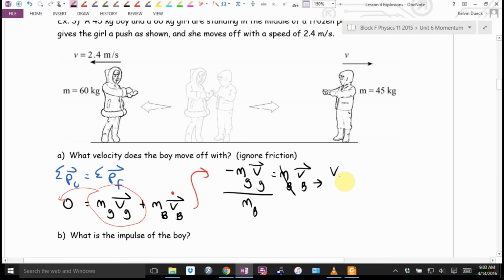Plug and chug. The final velocity of the boy is going to be the opposite direction of negative 60 times 2.4 divided by 45. Negative. Can I do this in my head? 60 divided by 2.5. If I divide, it's 4 over 3. So 2.4 divided by, it's 3.2 negative. Double check me. Meters per second.